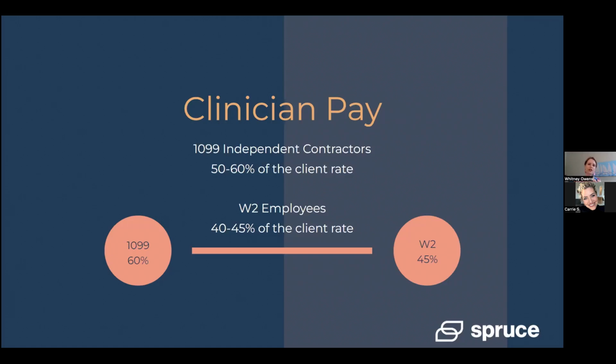We do tend to see that a W-2 practice has better retention of their therapists than a contractor model. A contractor model does lead its way for people to leave more easily. So something for you to think about. And there's a little bit about the difference between 1099s and W-2s.